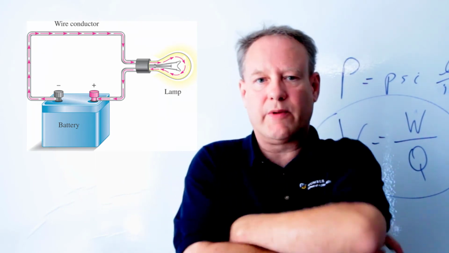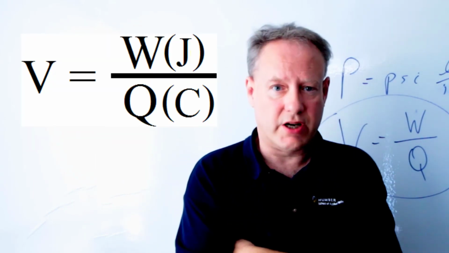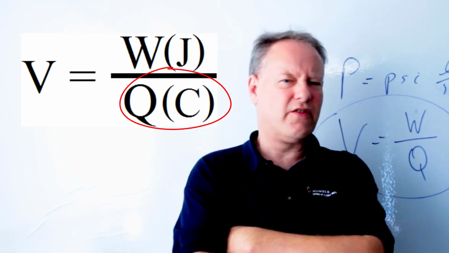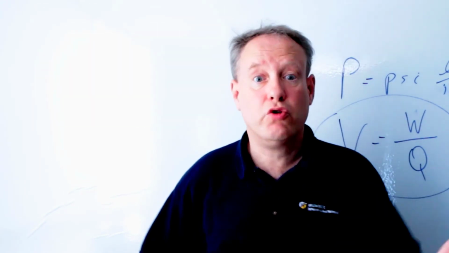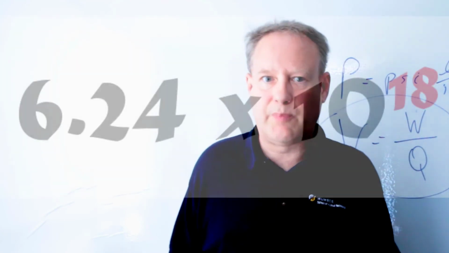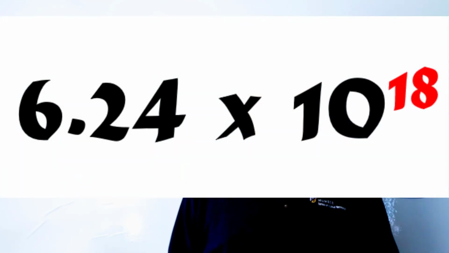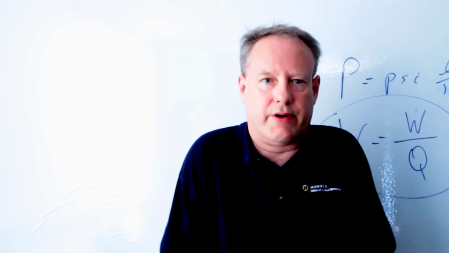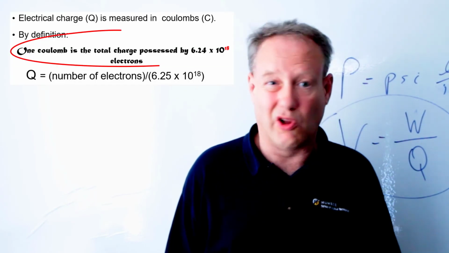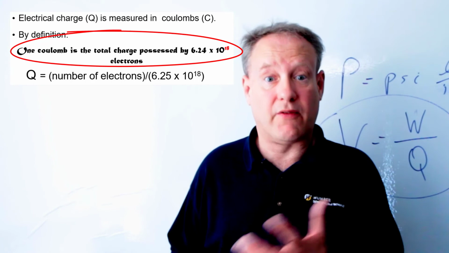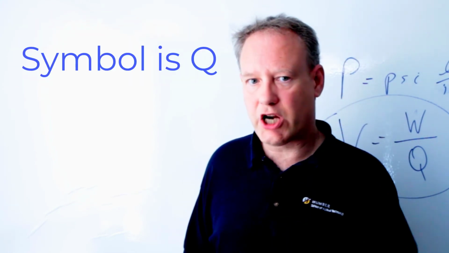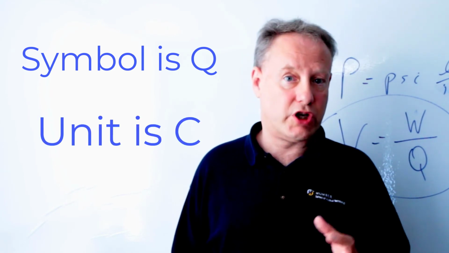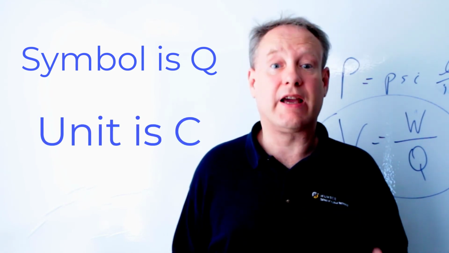So what we've talked about so far is the fact that voltage is dependent on charge. They're very connected. And charge is simply a number of electrons, which is this huge number. Yeah, 6.24 times 10 to the 18 electrons. That's some number that's so big, we're not even going to use it. We're just going to call it a coulomb, which is a certain amount of electrons. And that is going to be charge. The symbol for charge is Q. The unit for charge is a coulomb, and that is a capital C.